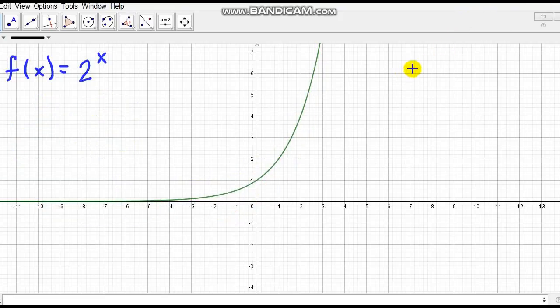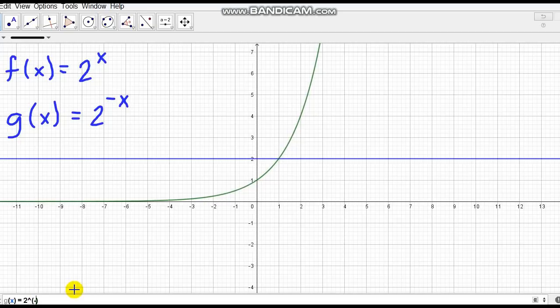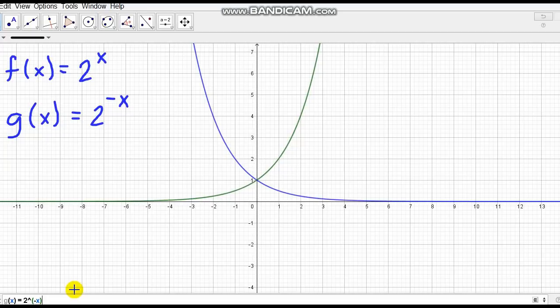Now, let's check what will happen if we change the sign of x. We can see here that f of x is equal to 2 raised to x. There's the graph again. Now, let's see what will happen if g of x is equal to 2 raised to negative x. Let's see what will happen if the exponent becomes negative. So let's graph it: 2 raised to negative x.